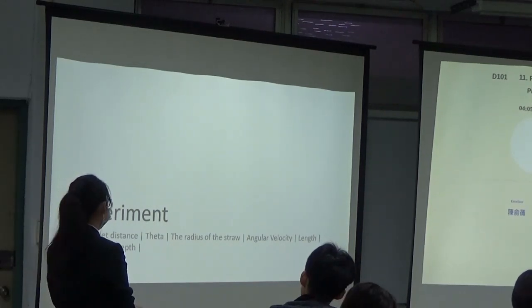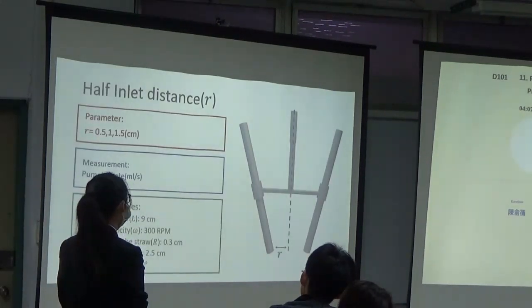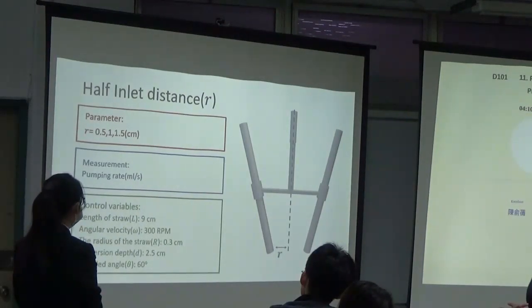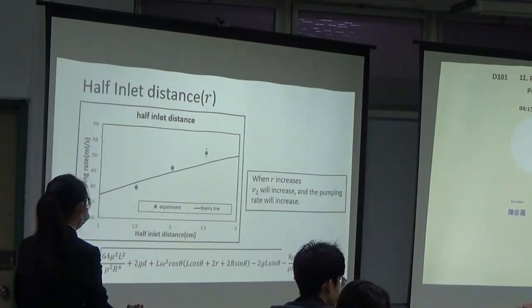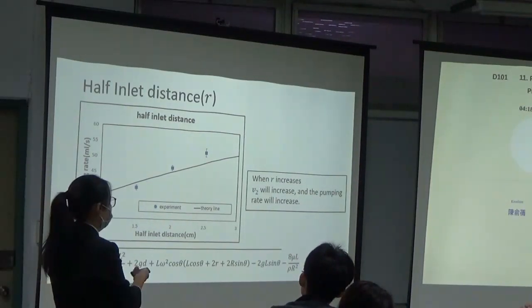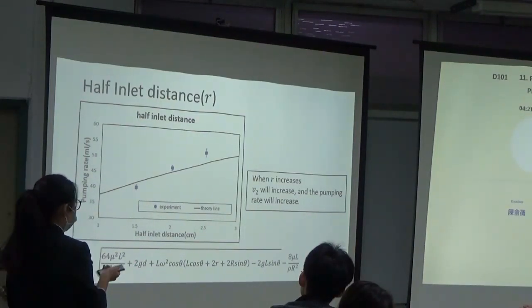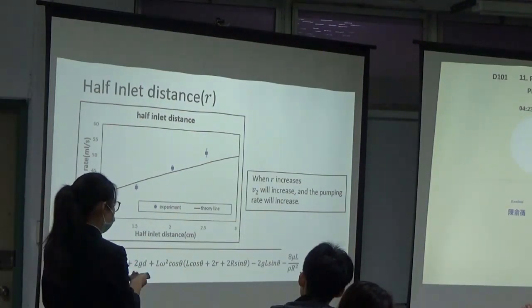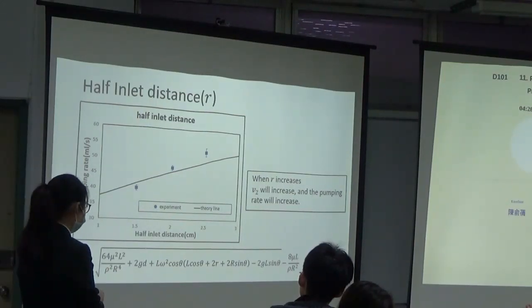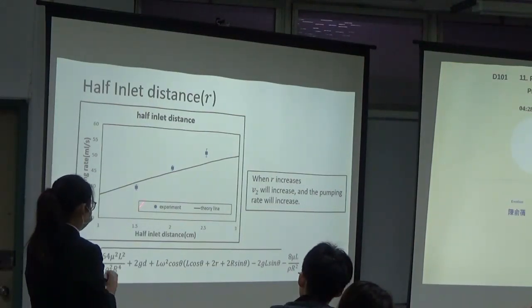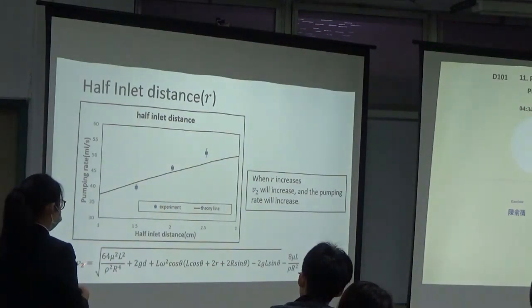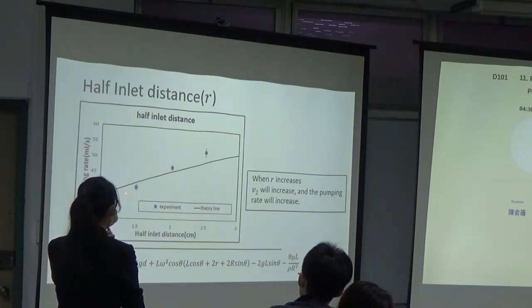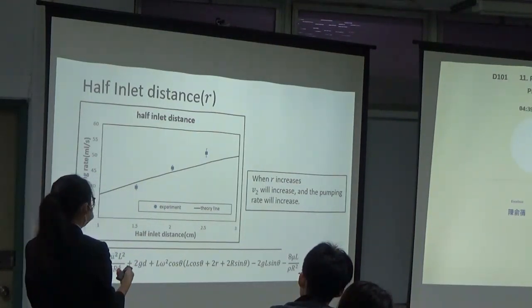For the experiment part, the first parameter is the half inlet distance, and we will measure the pumping rate. When the distance increases, which means the velocity V2 will increase and the pumping rate will increase. You can also see that in the theory, this R will increase and then make the velocity increase. And this is our theory line. There may be some deviation because of the energy loss.